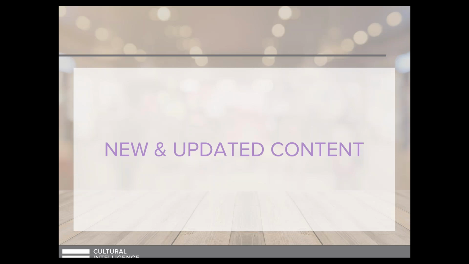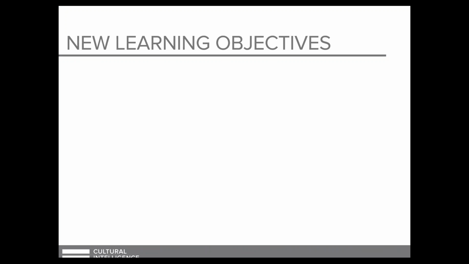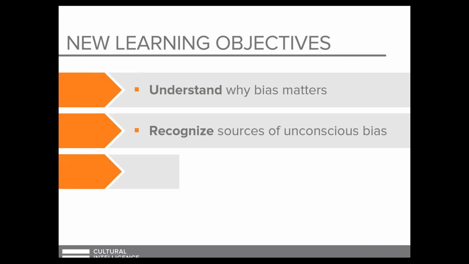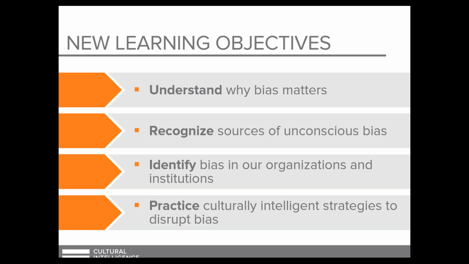So let's get into some of the content changes. I think you'll be excited about them. I know we have received very positive feedback, and we think that you will as well. So first, probably the most significant change is that we've adjusted the learning objectives. In the original, I believe there were about 4 or 5 learning objectives. We've just simply streamlined those a bit and really worked hard to help participants see the relationship between unconscious bias and CQ. So you'll see highlighted here 4 new learning objectives.